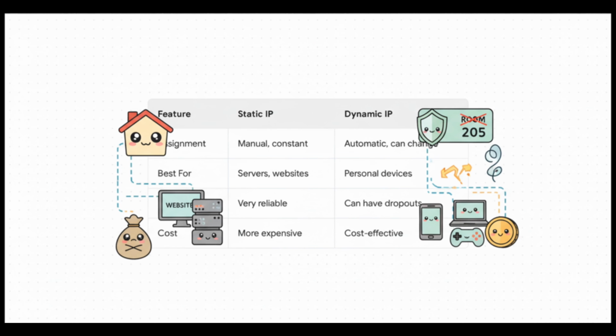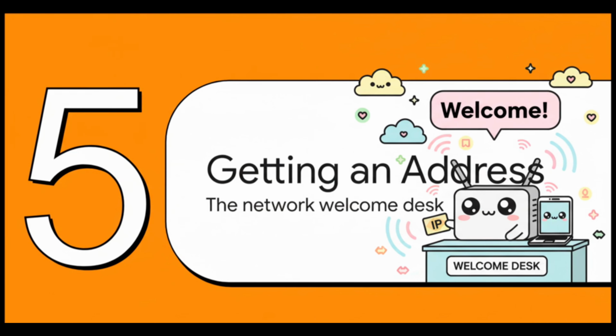On the other hand, most of our personal devices use dynamic IPs. These are more like temporary hotel room numbers. They get assigned automatically from a pool of available addresses by your ISP. They're cheap and easy to manage, but they can change from time to time, which is why they're not great for hosting a website. So if most of us are using these temporary, dynamic addresses, how does your phone or your laptop get one when you connect to a new Wi-Fi network?